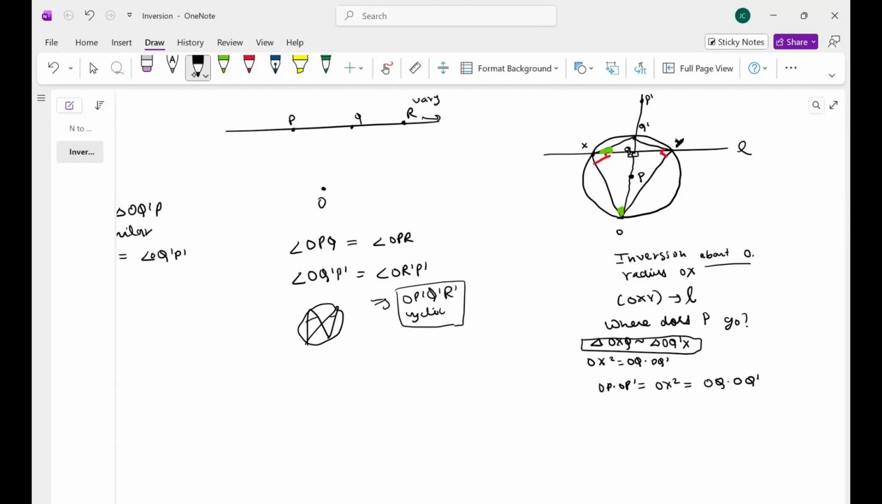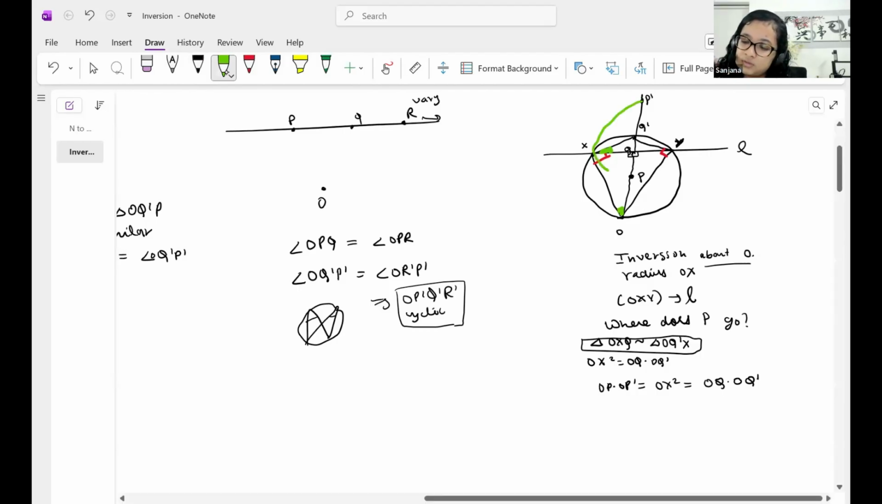The circle passing through P dash, P and X, OX is tangent to that circle, right? The circle passing through, are you talking about this circle?